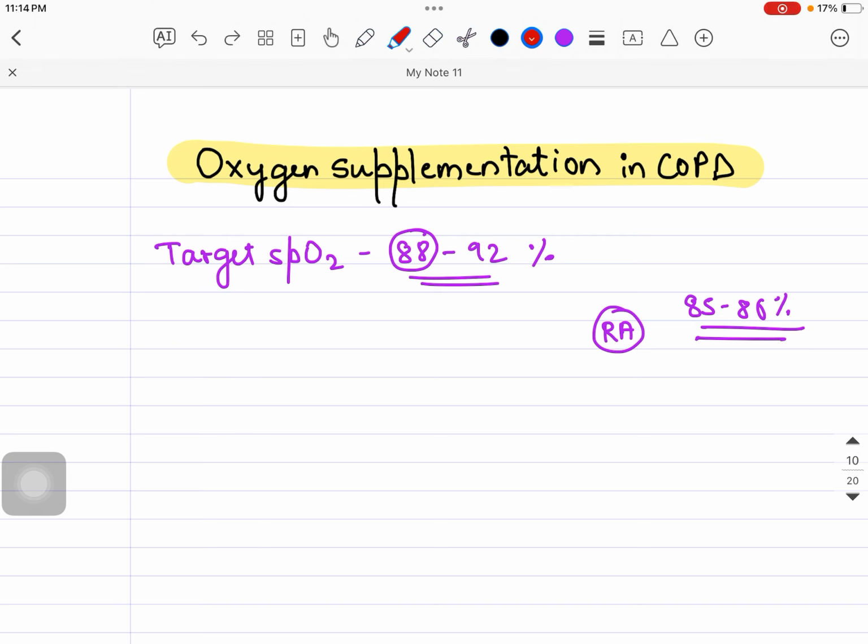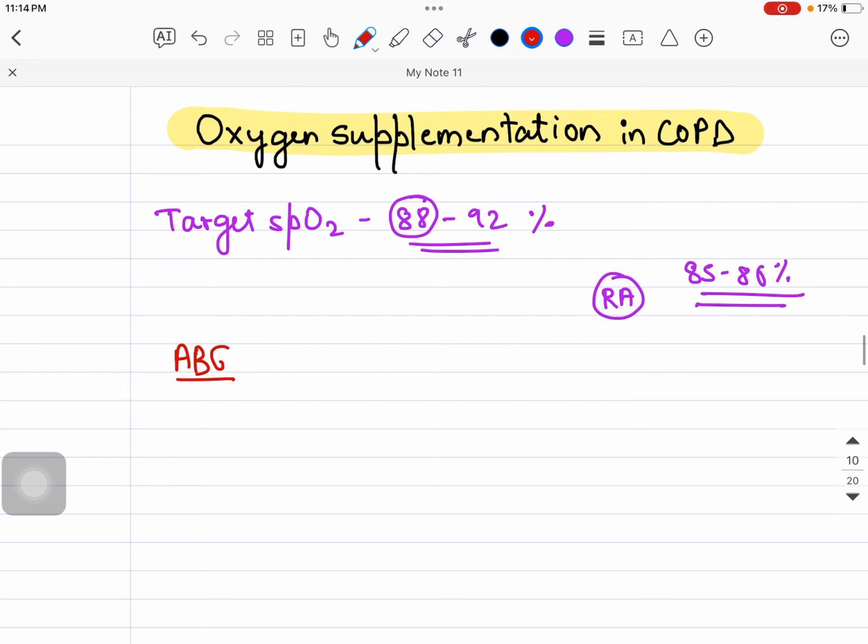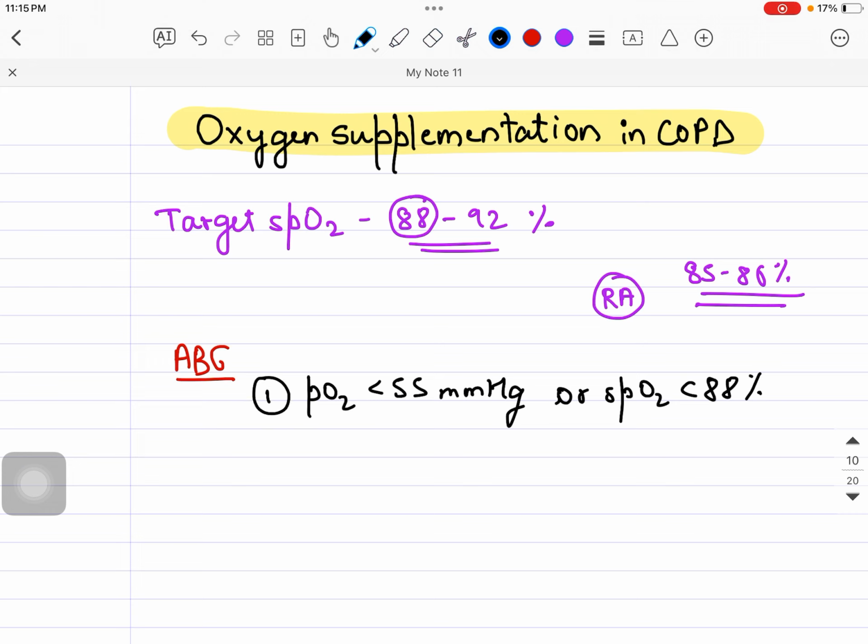Okay, so I will be doing the ABG, and in the ABG there are certain values: pH, PCO2, PO2 and all of these things. In the ABG, I will be searching for the PO2. I will be looking at the PO2 over here. If the PO2 is less than 55 mmHg, right, and or the saturation is lesser than 88%, right? This is the first scenario.